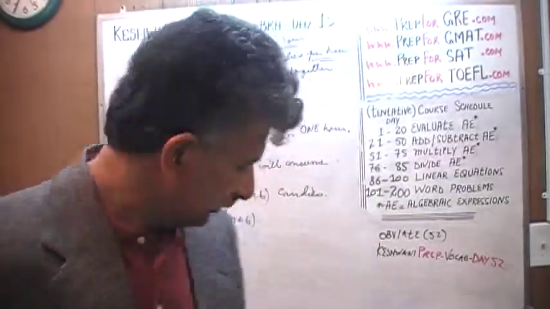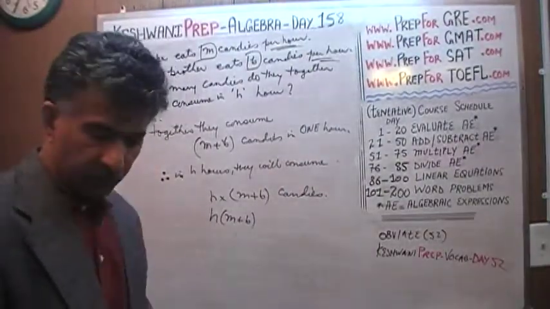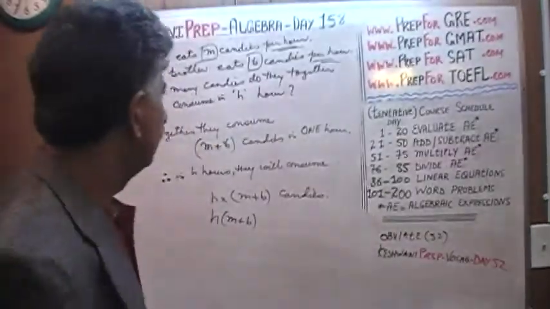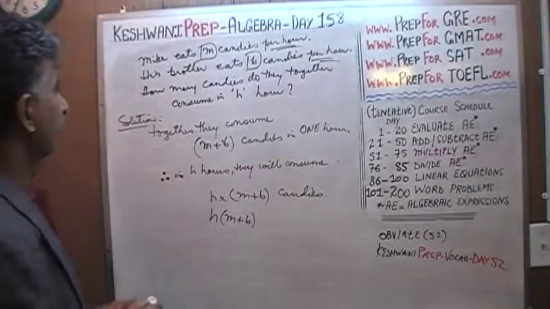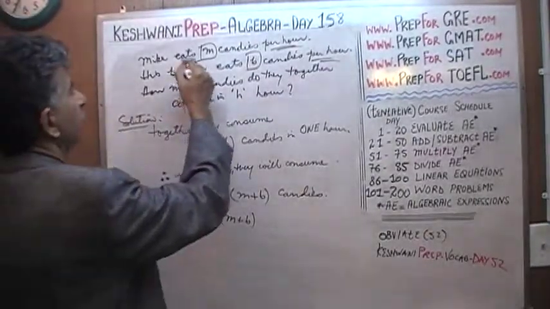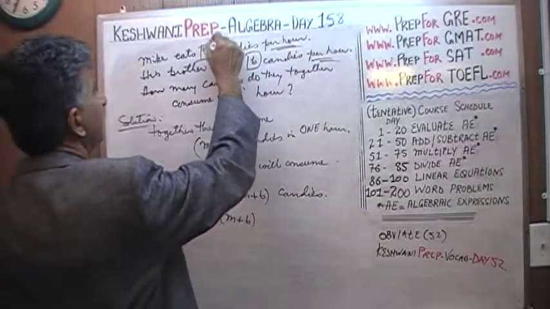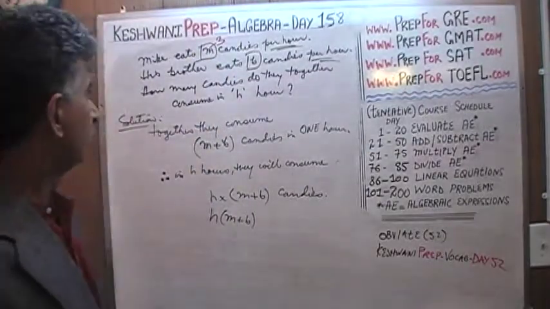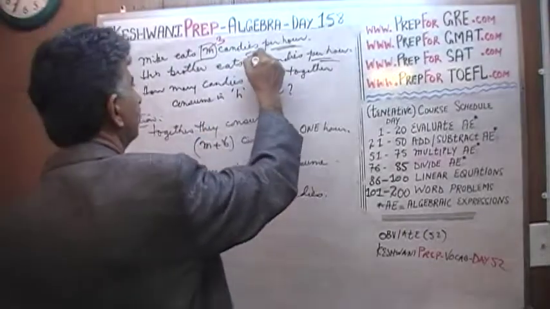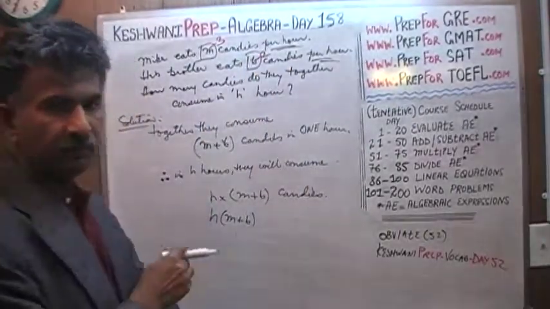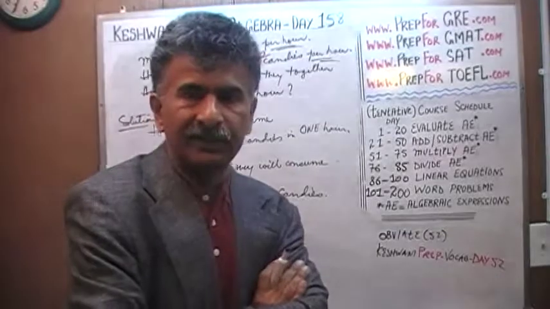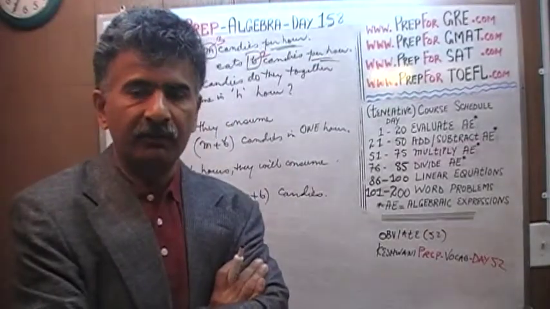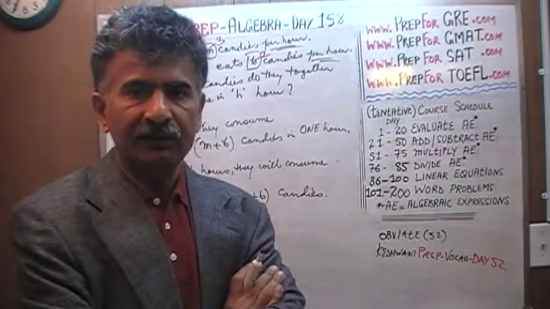It makes sense. It makes sense because if we were to plug in some numbers and do it out, we will see that it makes perfect sense. For example, if we're told that Mike eats 3 candies per hour, in other words, if you were to plug in 3 for M, and if his brother eats 2 candies per hour, then together they must consume 5 candies. They must go through 5 candies each hour.